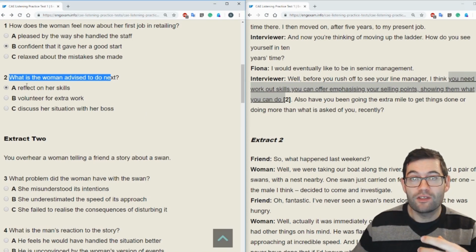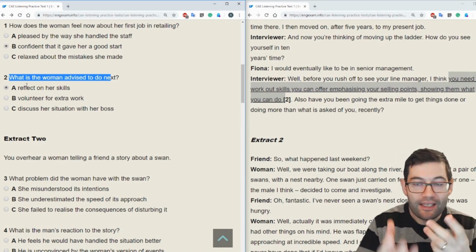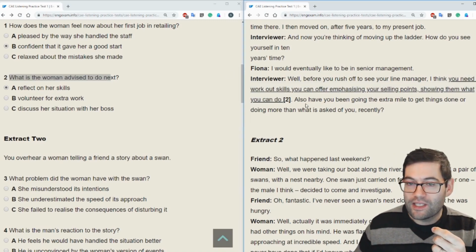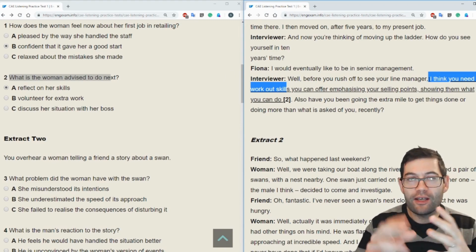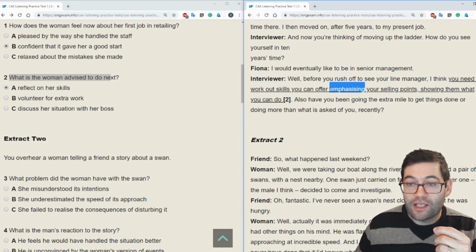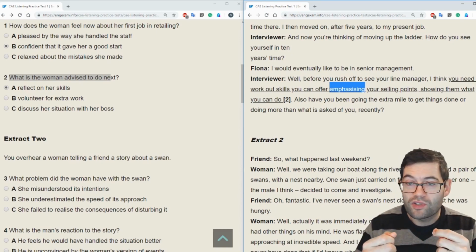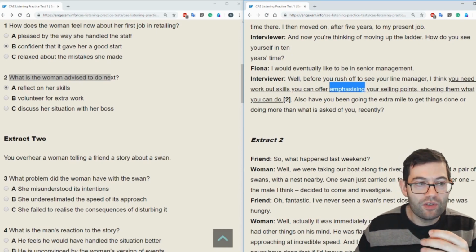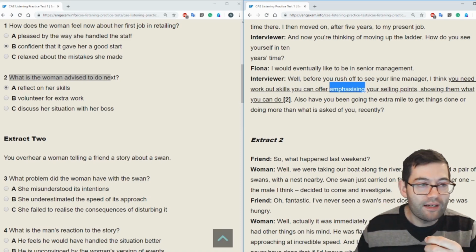If you reflect on something, it means that you think about that thing. You think about that thing and you analyze that thing. And we can see that in the text here. I think you need to work out skills you can offer. So you need to think about the skills that you can offer and then emphasize. In other words, highlight or draw attention to your selling points, showing them what you can do. So this is all about reflecting on her skills, which is why the answer is A.